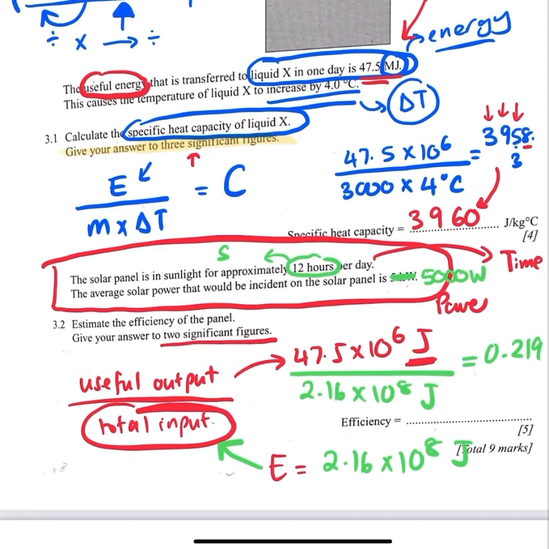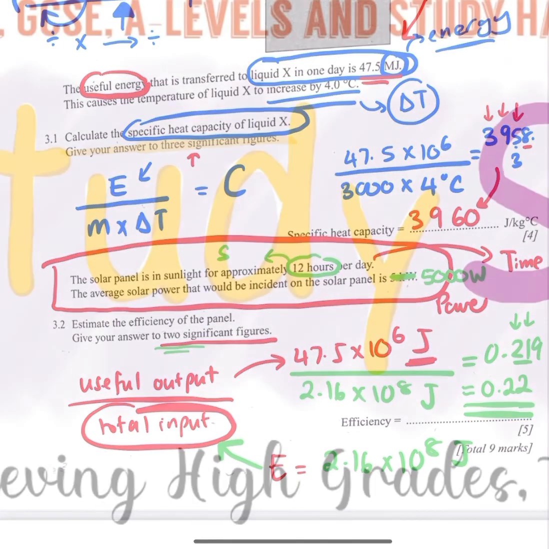But we need to round it to two significant figures. So our first significant figure is 2, then it's 1, so we should stop here. 9 is a bigger number, so we round up, greater than 5. Anything greater than 5 you round up, so that should give us 0.22. So the efficiency is 0.22 or 22%. Okay, so that's how you answer a grade 9 energy question, so specific heat capacity and efficiency.